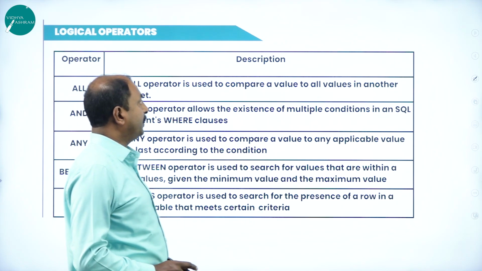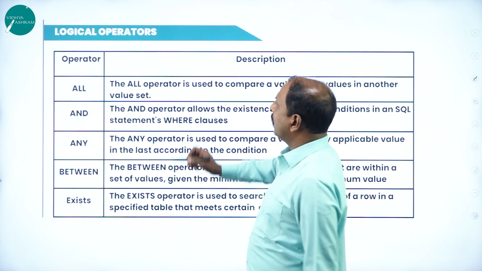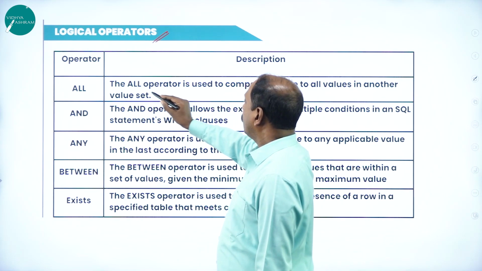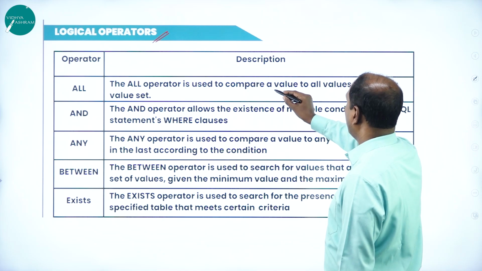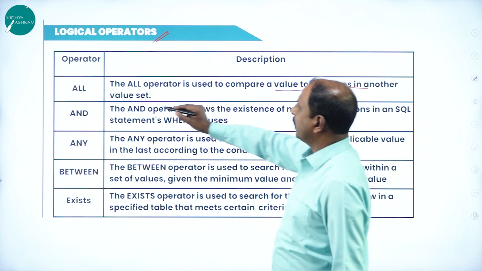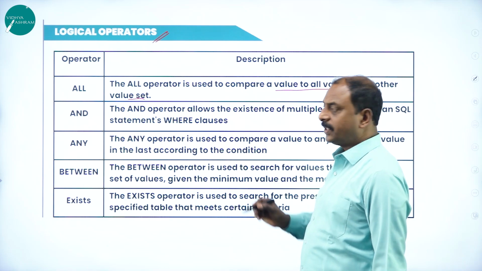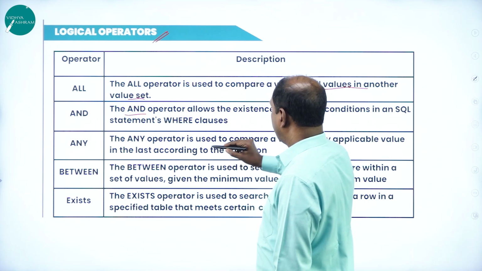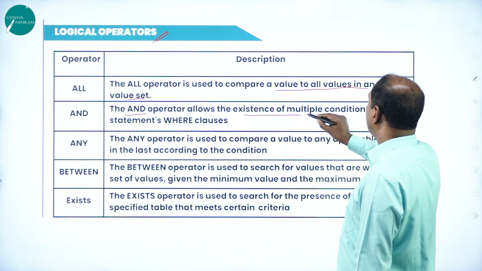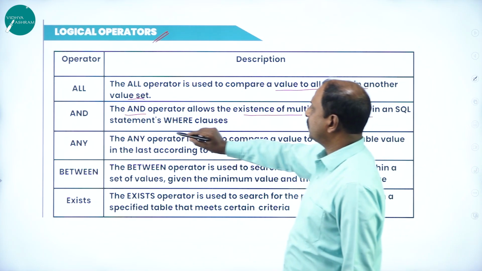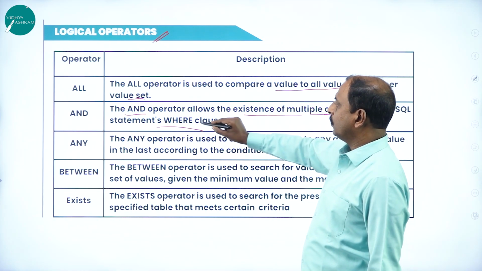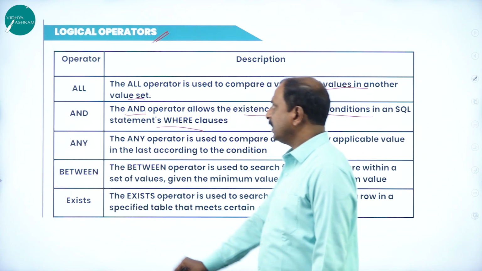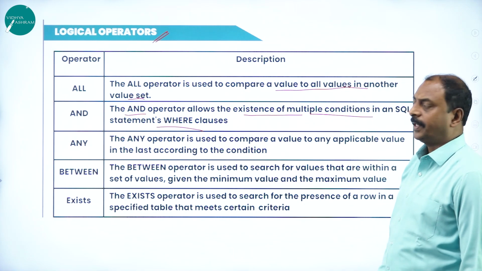In the next slide, we'll see the different logical operators. One is ALL. The ALL operator is used to compare a value to all the values in another value set. Then the AND operator allows the existence of multiple conditions in an SQL statement's where clause, so we use it along with the where clause. Similarly, ANY, BETWEEN, and EXISTS. These are all different logical operators.